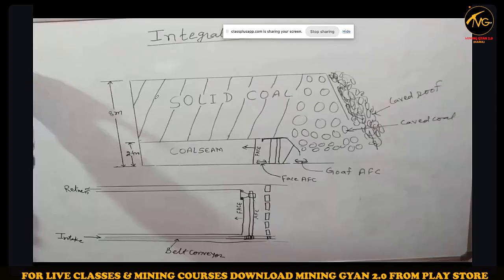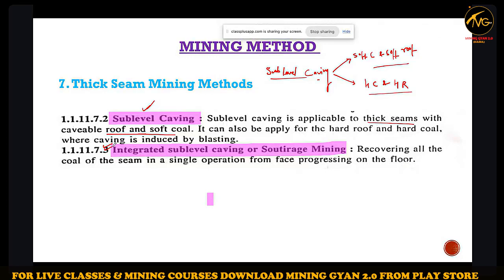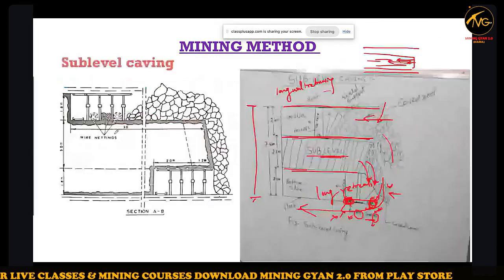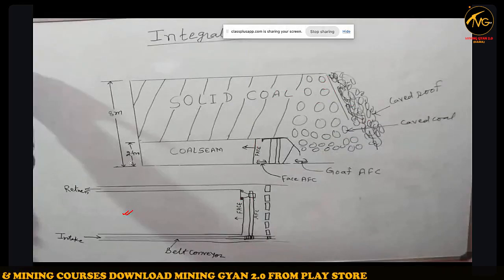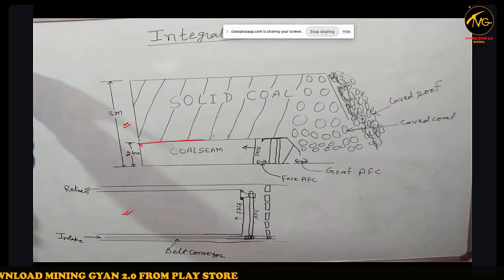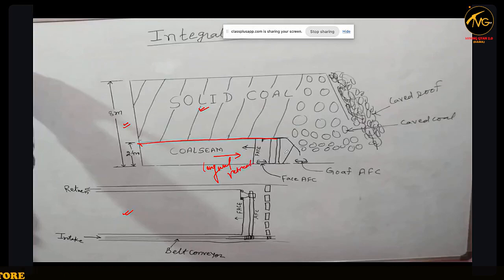Okay, now come to integrated sub level caving. In this method, this is the top view, this is side view. We will not make 3 slices, we make only 2 slices. First this one, second is this one. We will use here long wall retreating method and extract it.